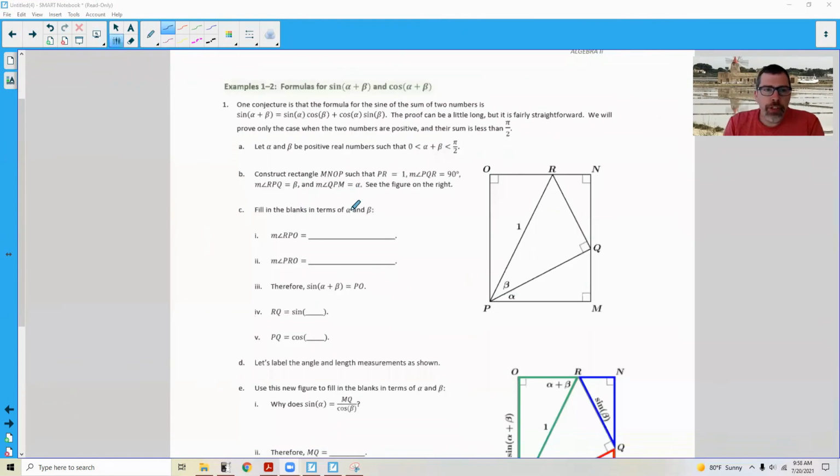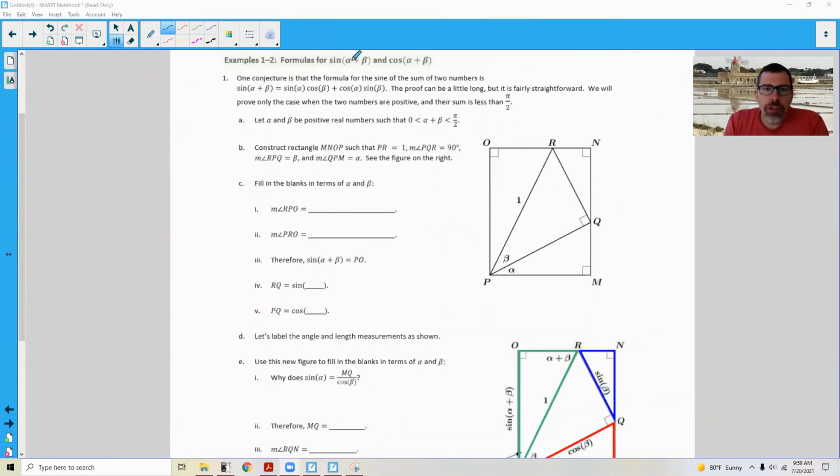All right, page 3 brings us to example 1 and 2, formulas for sine alpha plus beta and cosine alpha plus beta. Okay, so it says one conjecture is that the formula for the sine of the sum of two numbers is the sine of alpha plus beta equals the sine of alpha times the cosine of beta plus cosine alpha times sine beta. Okay, we just got that from that table in the last page.